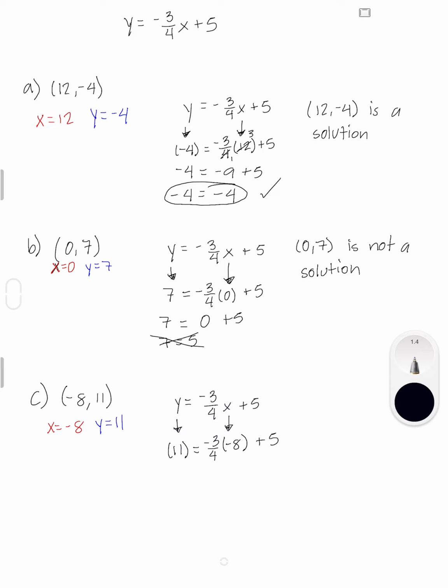So our left side is going to stay the same, 11. Now on our right side, again, we can reduce 8 and 4 by the number 4. So this becomes 1 and this becomes 2. So we end up with -3 times -2. So that's going to give us a +6 plus 5. So we have 11 equals 11. So this is true. So -8, 11 is a solution. And that's how we can test different points in a linear equation.